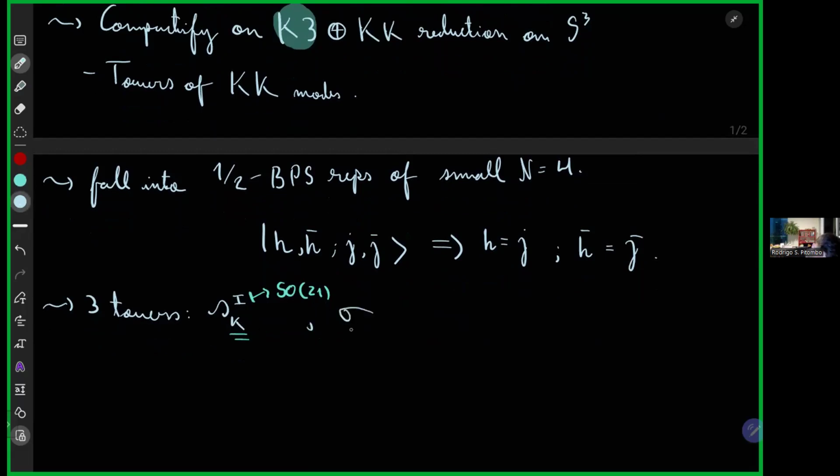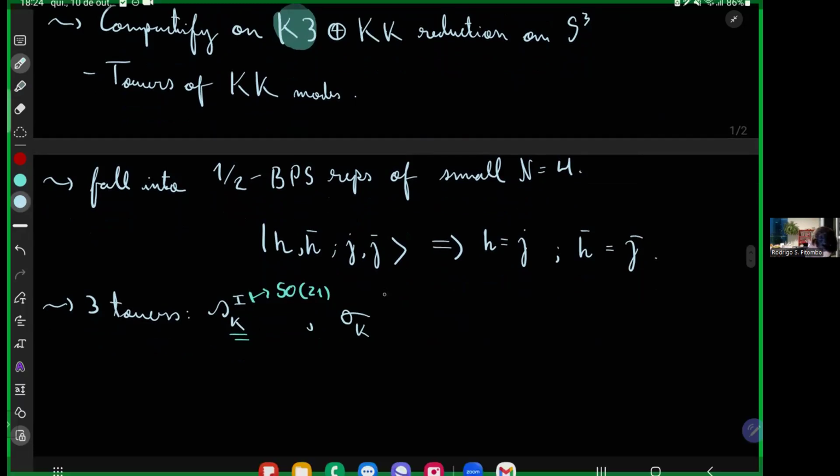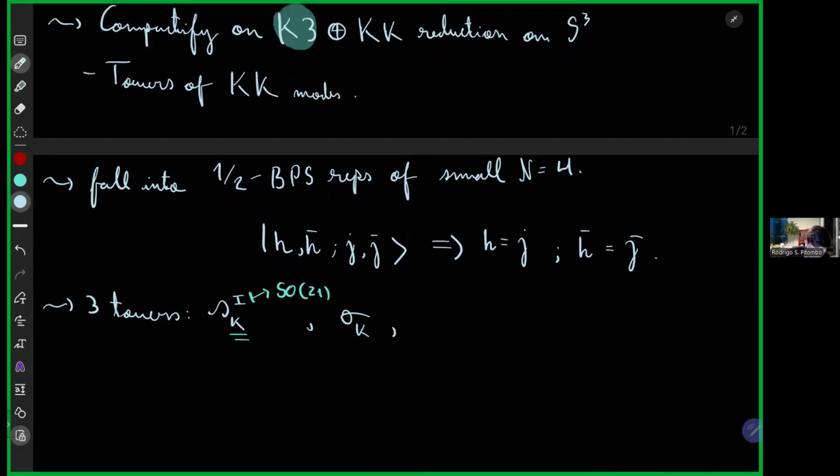We have the sigma fields, which we'll call the gravitons, because they come from the KK reduction of the metric. Again, k just labels the KK mode. And we also have some vector fields, V plus or minus mu, again of k. So these are the 3 types of fields we have in our theory. Keep them in mind. Those are the fields we want to compute correlation functions of. This is the spectrum. I just told you the spectrum, these 3 towers of KK modes.